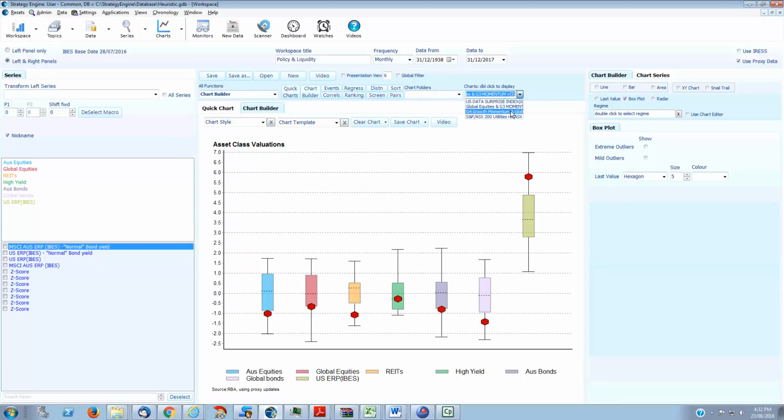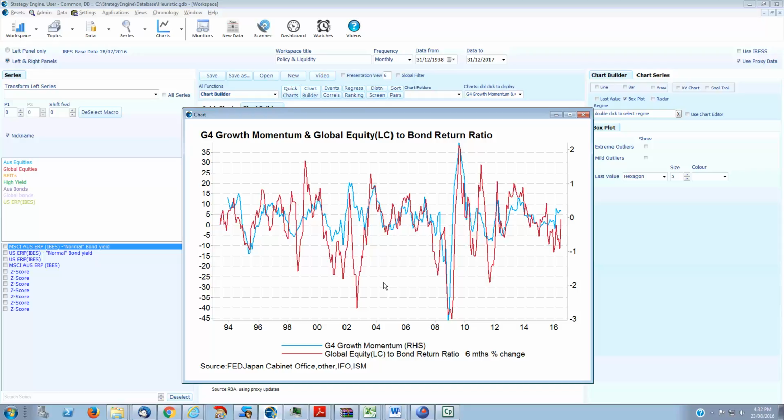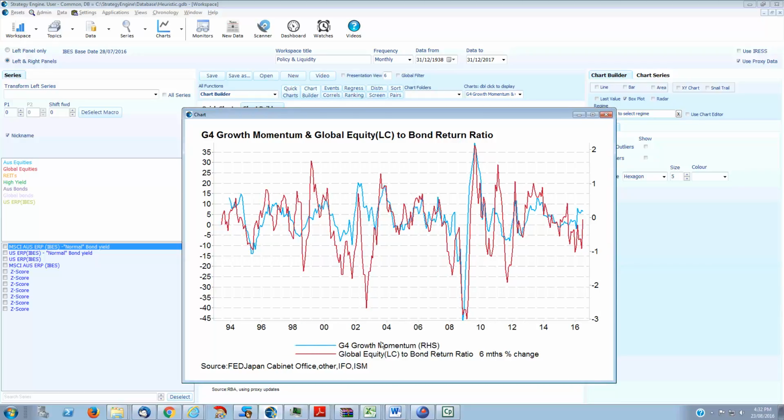And then finally, if we consider a similar measure, once again we're looking at G4 growth momentum. That's now the blue line, on the right-hand scale, so it's above zero and it's positive, as you can see here. That's the series going back about 20 years. Alongside that, we're now not doing just equity returns, we're doing equity relative to bond market returns, 6-month change. The two have followed each other reasonably closely over that period.